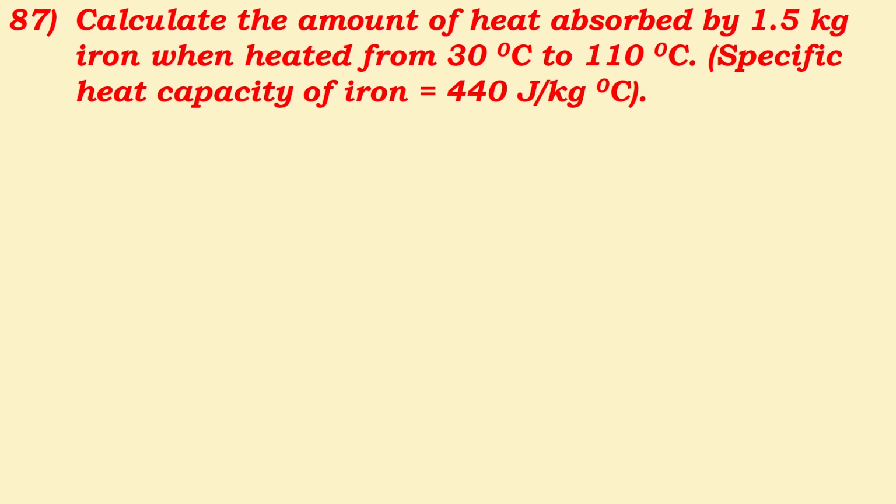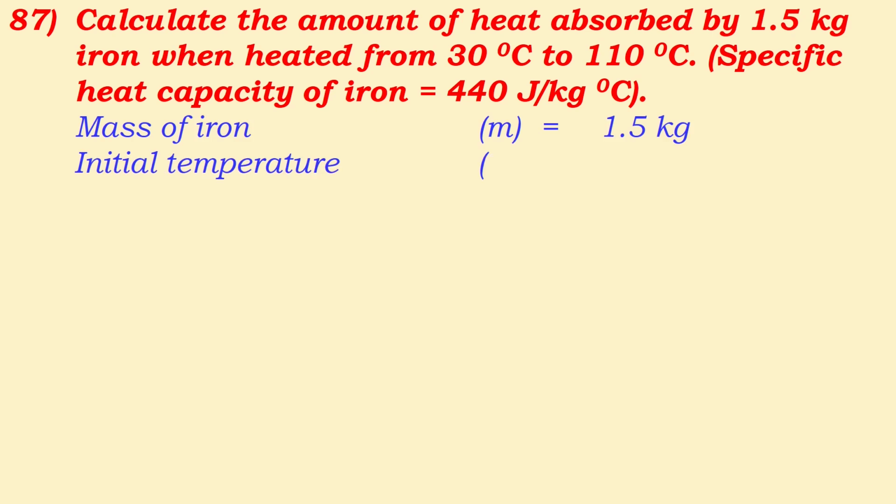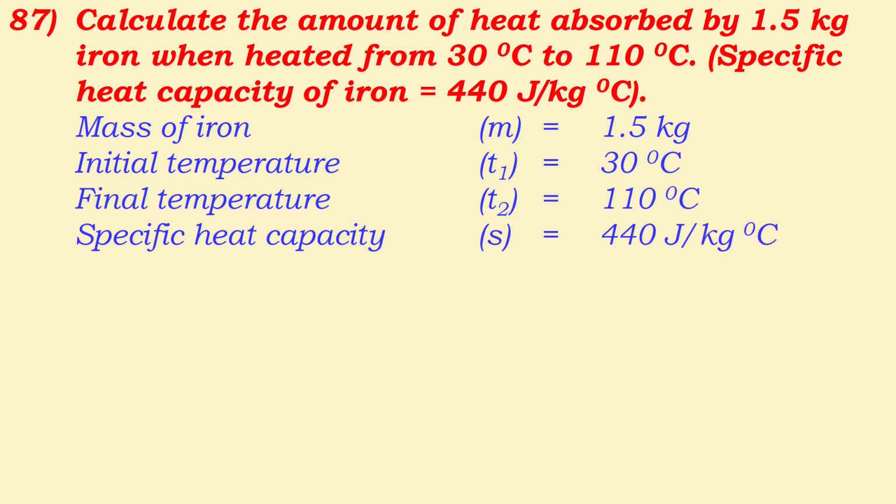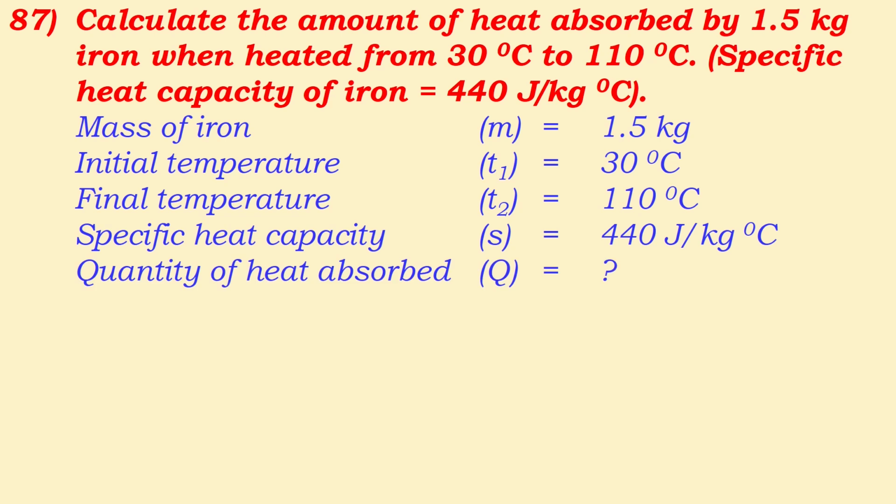And without confusion, we can write the given mass of iron M = 1.5 kilogram, initial temperature T1 equal to 30 degrees Celsius. Have you noticed this? I am always taking T1 as initial temperature, T2 as final temperature. Okay, now next, final temperature T2 equal to 110 degrees Celsius. Specific heat capacity S is equal to 440 joule per kg degree Celsius. Quantity of heat absorbed Q equal to question mark.